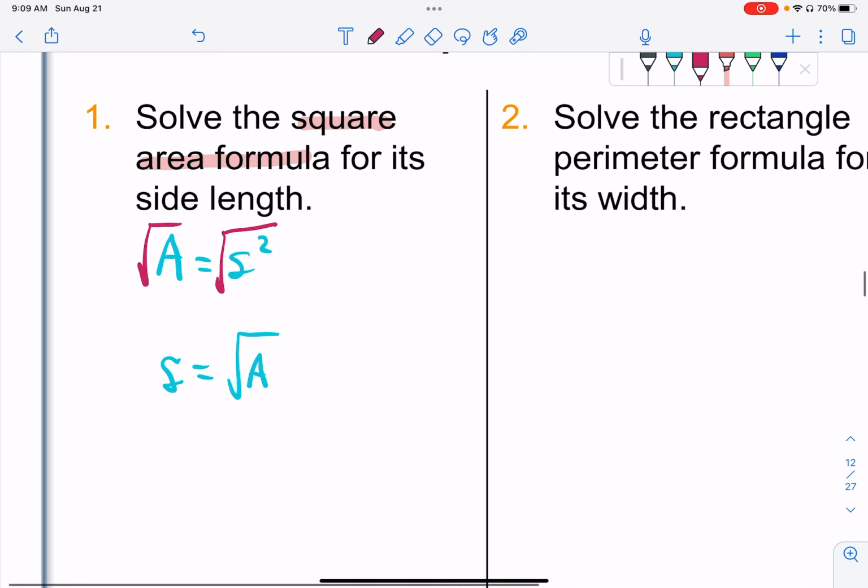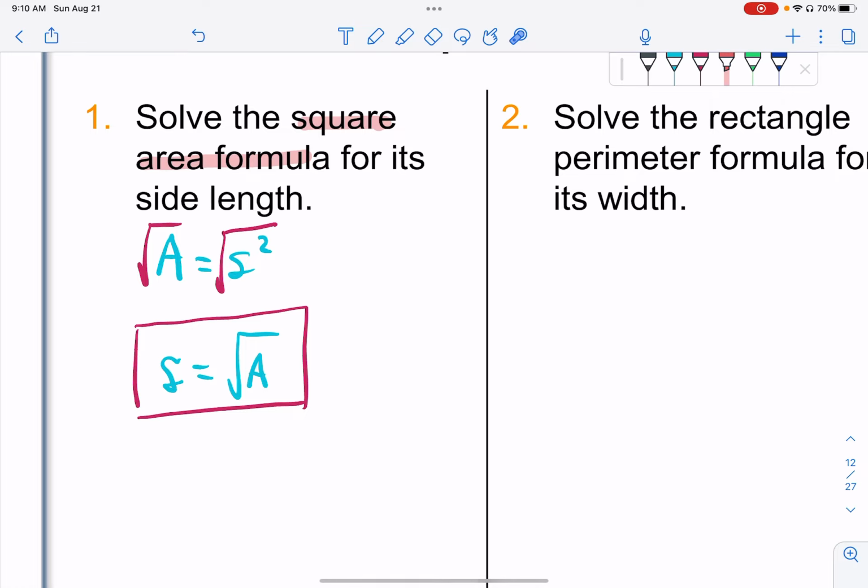Well, just think about this for a second. Let's say that you had the area of a square, let's say it's 25. What was the side length? Well, the side length is 5, and you got that by taking the square root of the 25, which is what this equation is saying.